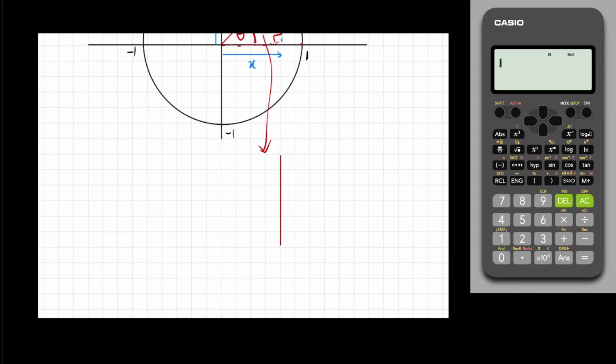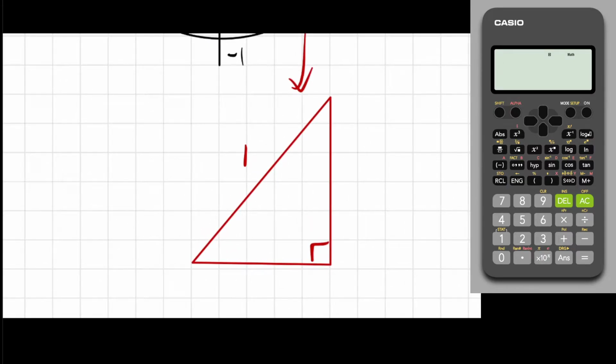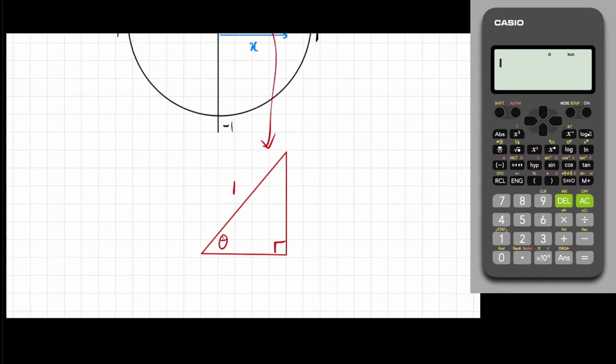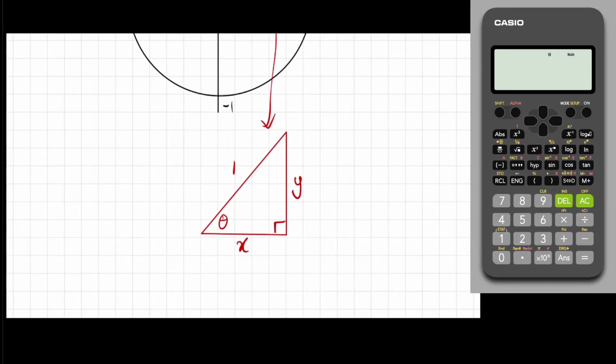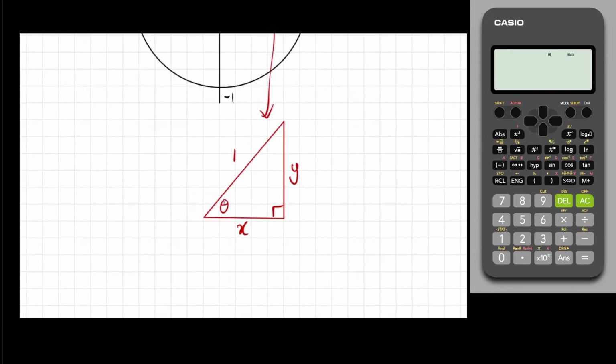Well, we know that this length here is 1. We know it's a right angle. We know that this angle in here is theta. And looking back up here, this length along here is y, and this length along here is x. With this triangle, we're going to rewrite our sine, cosine, and tan ratios.